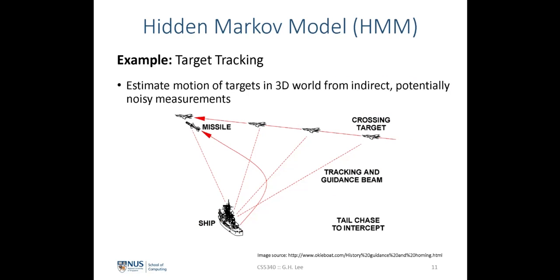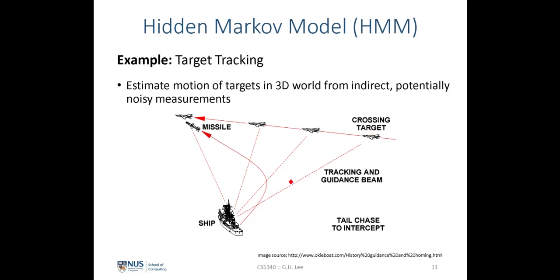Another example here would be target tracking. Suppose that I have an enemy airplane that is flying across our airspace, intruding our airspace, and the commander-in-chief decided to send a warship to launch a missile to take down this particular enemy plane. So in order for this missile to hit that enemy plane, we would have to first get the location of the plane at every instance of time, since it's a moving target.